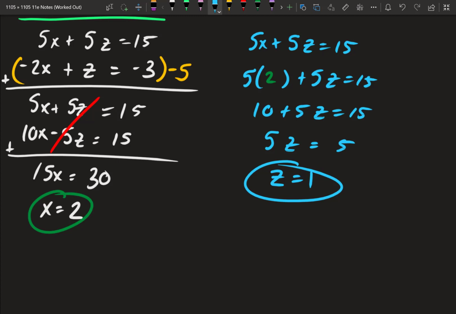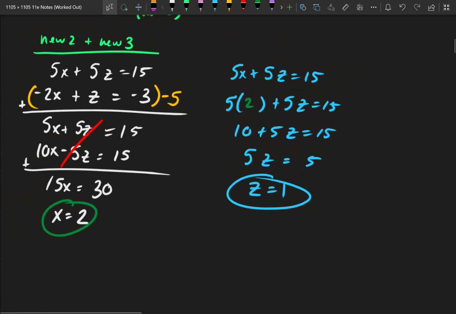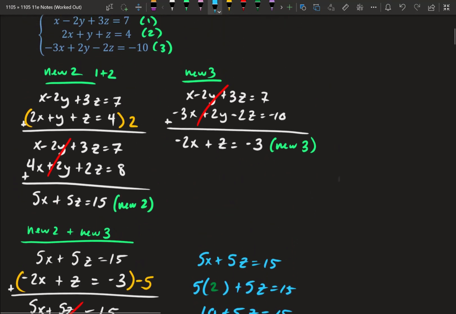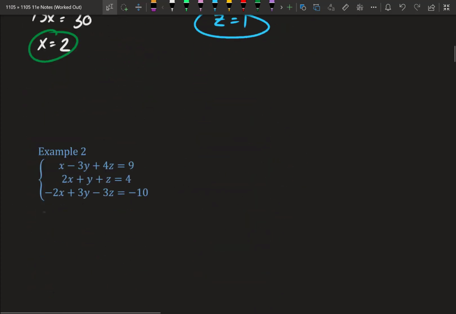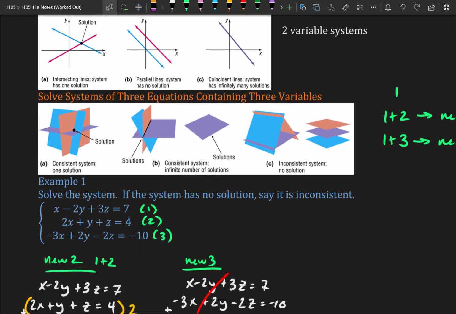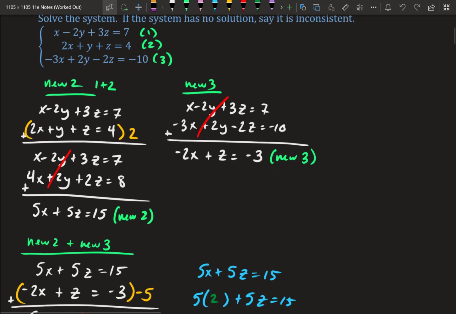We have 2 out of 3. We're just missing y. So now that you found 2 of them, we really use new 2 and new 3 the most. Now that we have 2 variables found, we're going to plug both of them into any of the original equations. So we're going to plug x and z into either original 1, original 2, or original 3. Keep in mind that we're missing y. So I'm going to use regular 2 because y, there's nothing in front of it. It makes my life easier.